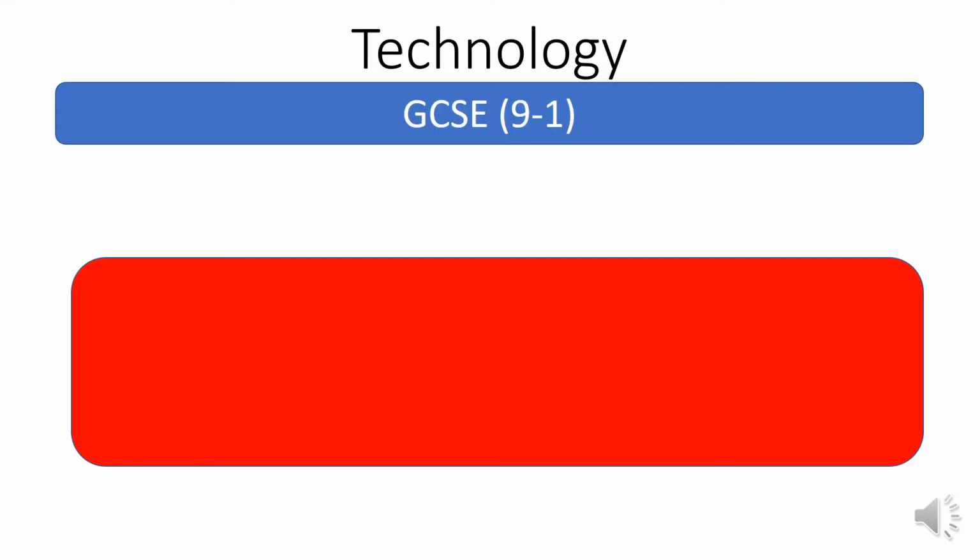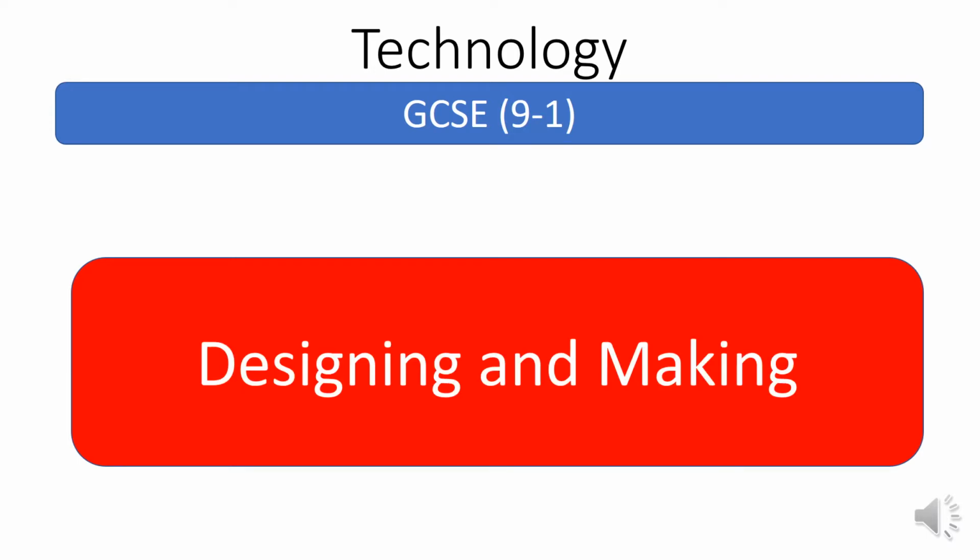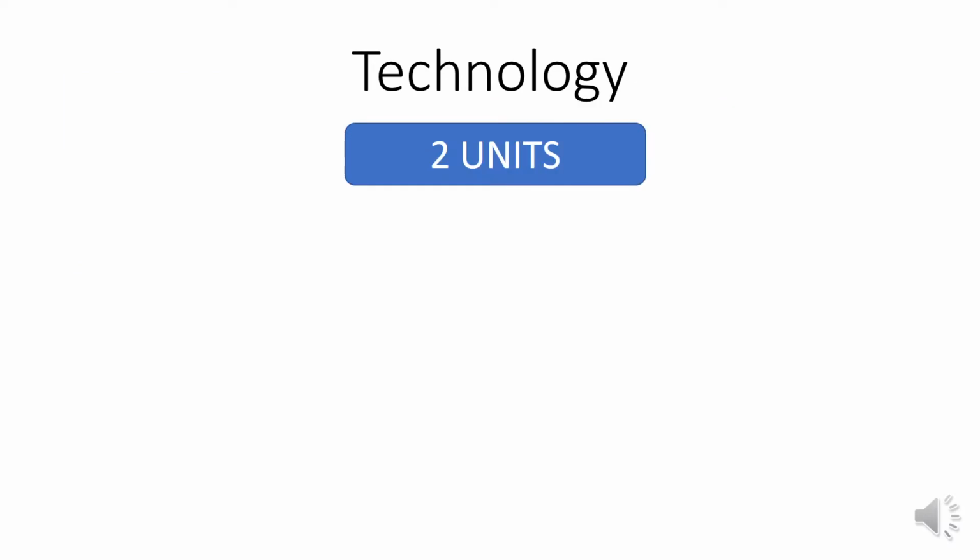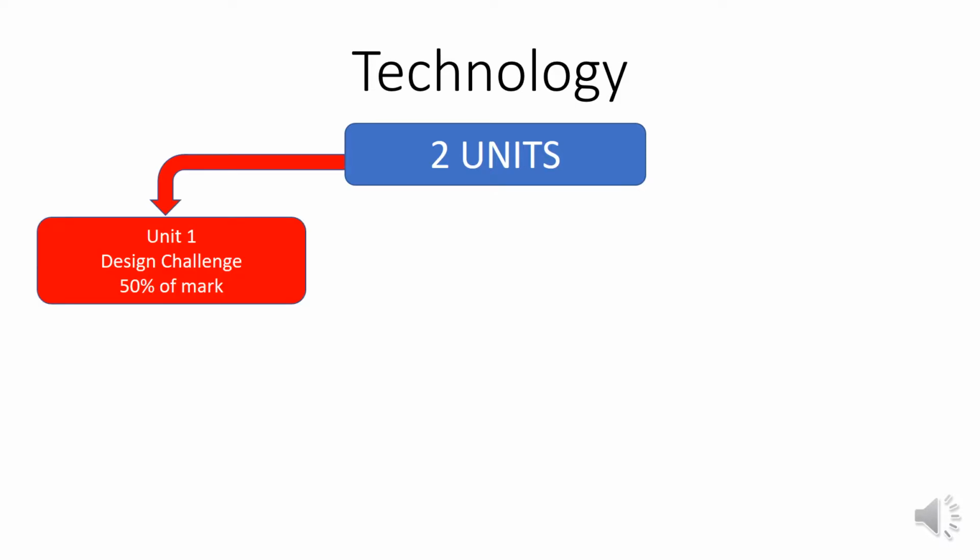The technology course is a GCSE, so it's graded 9 to 1 like Maths, English and your other course subjects. And the technology course is all about designing and making new, exciting and innovative products. There's only 2 units to the course, and each of those units is 50% of the overall mark. The first unit is a design challenge unit, and again this is 50% of your overall mark.